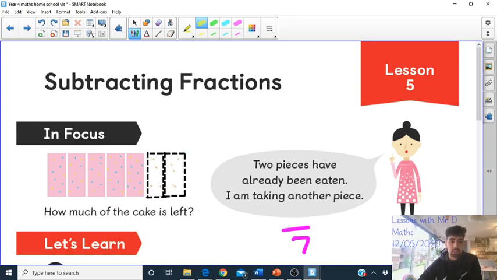Okay, we're not starting with the whole. 2 pieces have already been eaten. I'm eating another piece. I've got pens on. So 1 piece has been eaten, 2 pieces have been eaten. This person is eating another 1. How much is going to be left? See if you can have a go at writing what that question means mathematically.